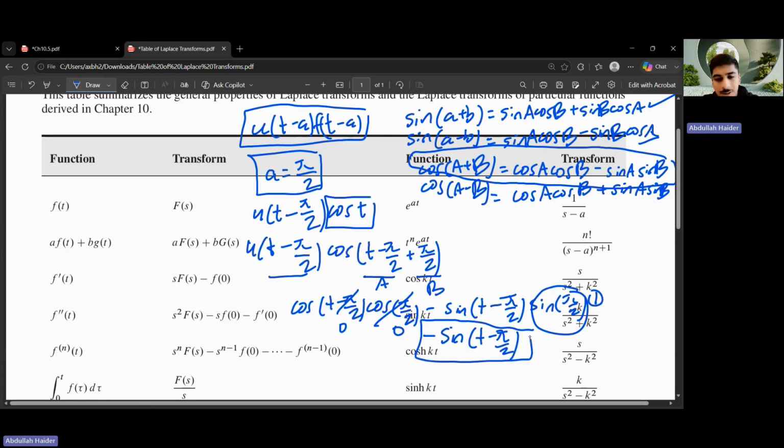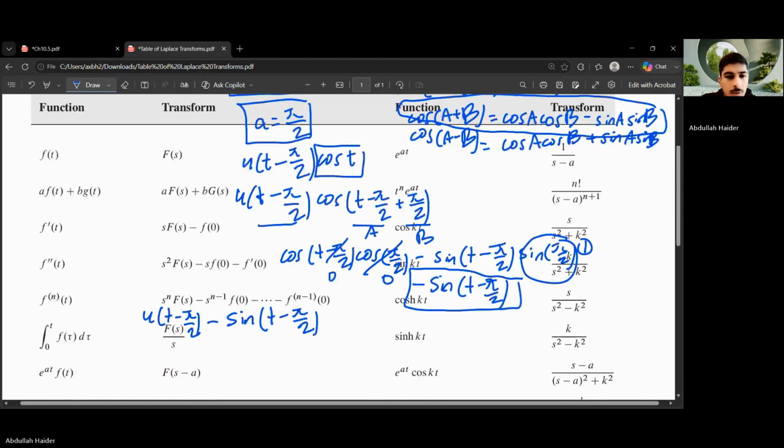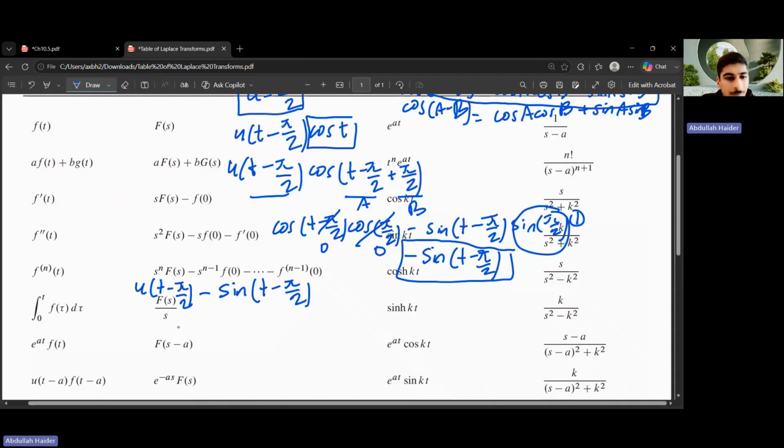So we've managed to fit our t minus pi over 2, and it doesn't matter if we converted the cosine to sine. Sometimes you don't have to convert from cosine to sine. It depends on the numbers and the question. So now we can write minus sine t minus pi over 2. So u t minus pi over 2 multiplied by minus sine multiplied by this. So now we'll finish it here: minus u t minus pi over 2 sine t minus pi over 2.